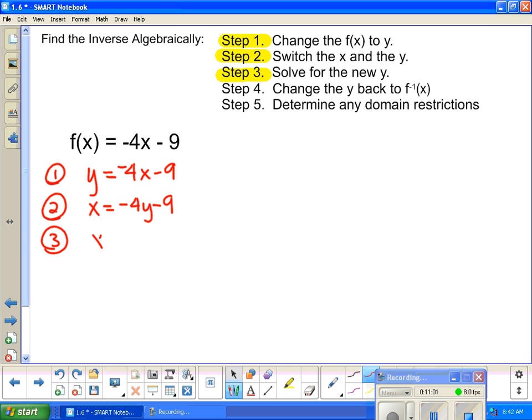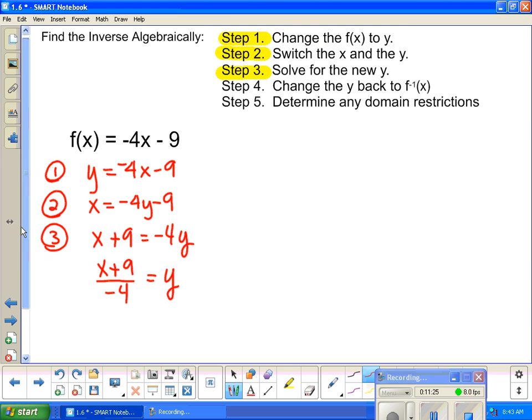So I'm going to add 9 to both sides. I'm going to divide now by a -4. Okay, in standard pre-calculus answers, we don't necessarily like negative numbers in our denominator. So what I can do is, if I divide this positive x by a negative, it can become negative. If I divide this positive by a negative, it'll become negative, but now that's a positive. So that's step three.